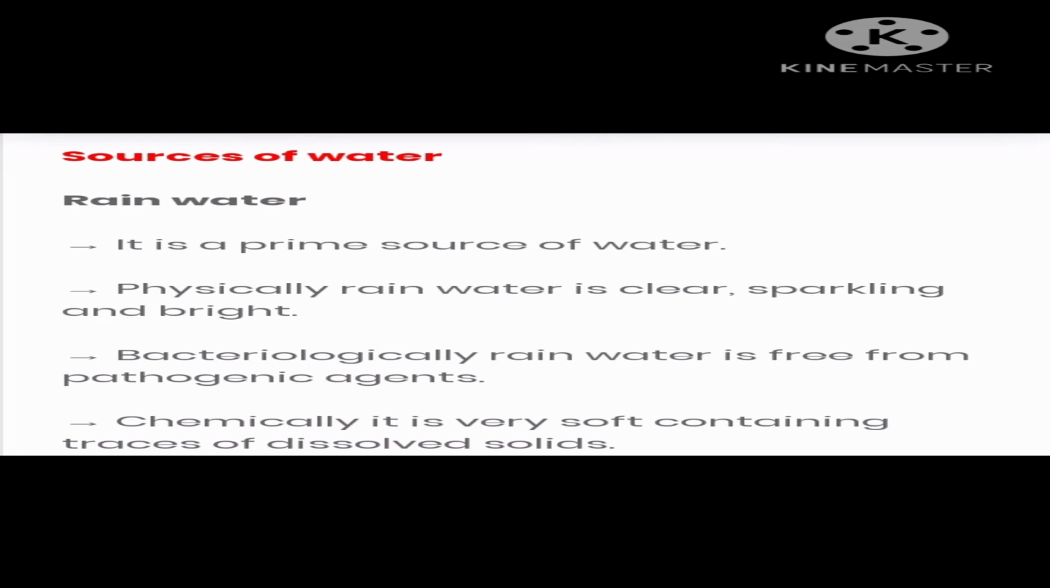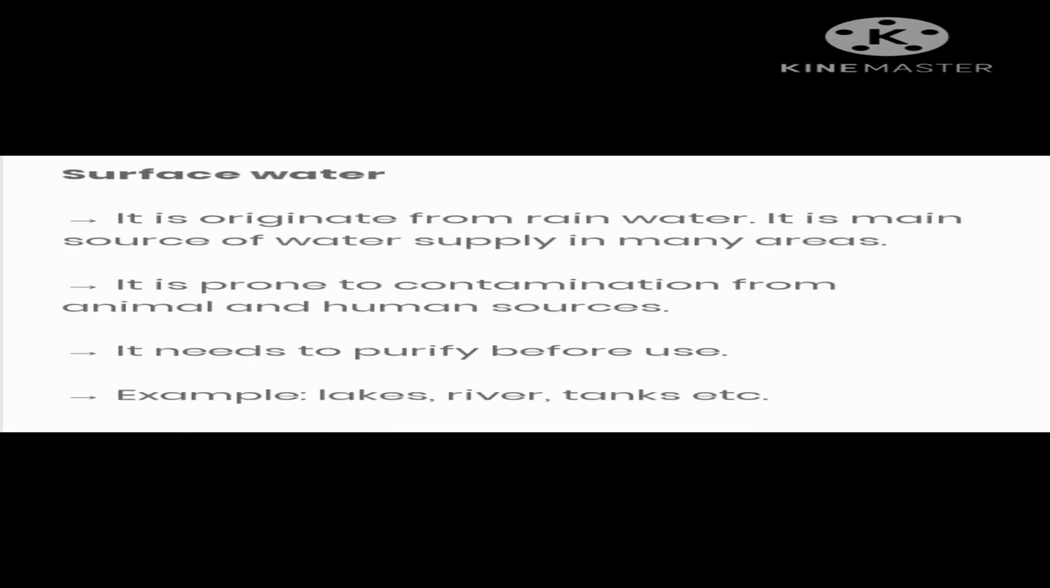Second source of water we will be studying about is the surface water. Surface water actually originates from rainwater and it is the main source of water supply in many areas. Surface water is the water that is present on the surface of the earth that you can see in rivers, lakes, oceans, right?